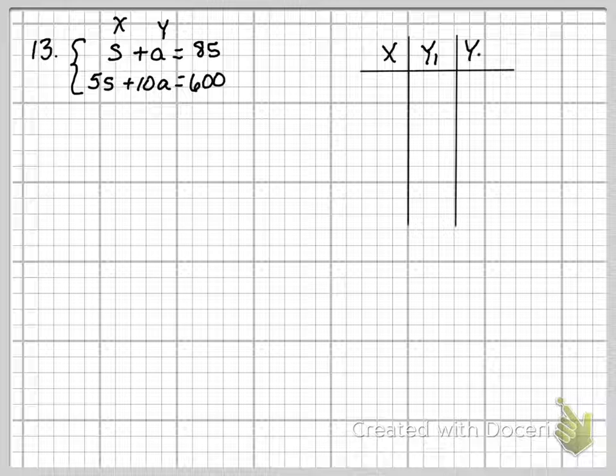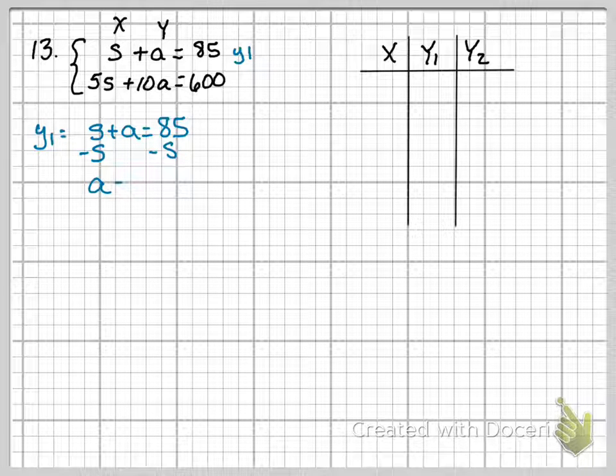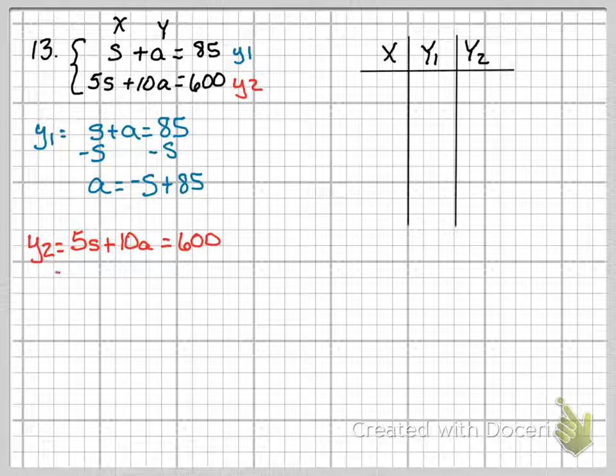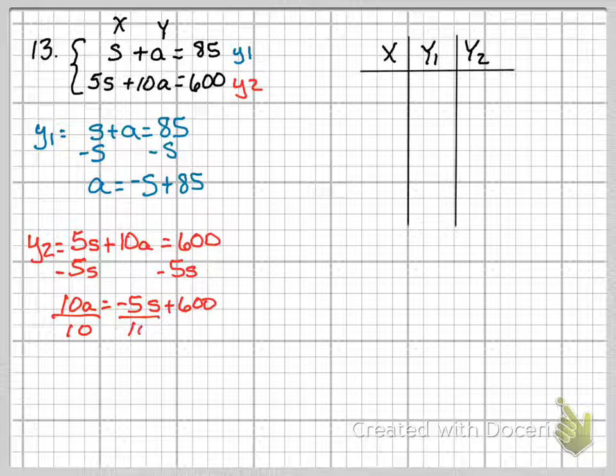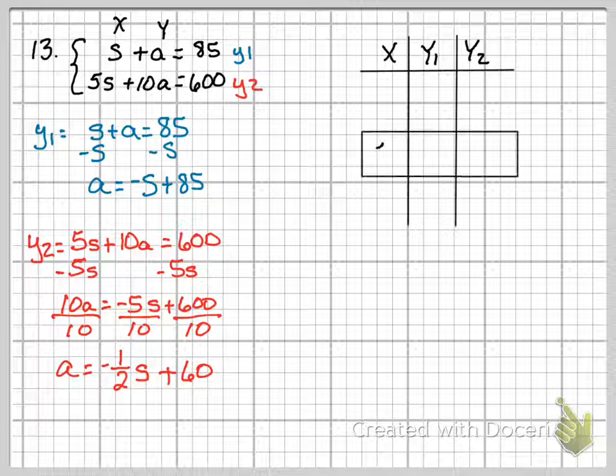Doing a graph's going to be way too big on this, so we're going to do a table. Okay? Y1 is S plus A is 85. So we end up with A is negative S plus 85. Y2 is 5S plus 10A is 600. Move my 5S. I have 10A is negative 5S plus 600. Divide by 10. And I have A is equal to negative 1/2 S plus 60. Put those into my calculator.